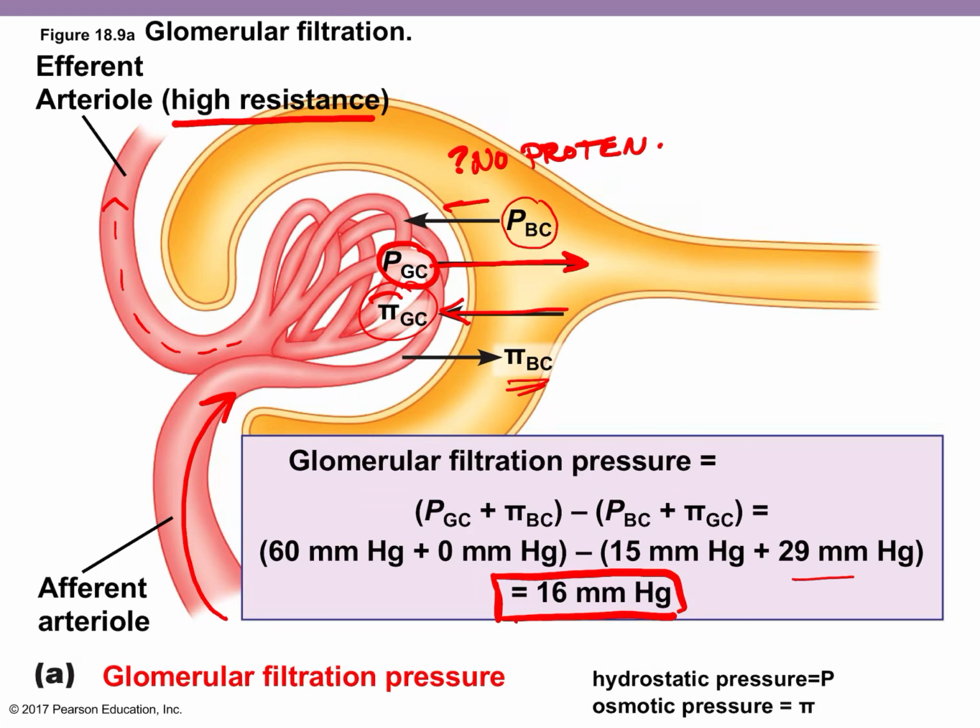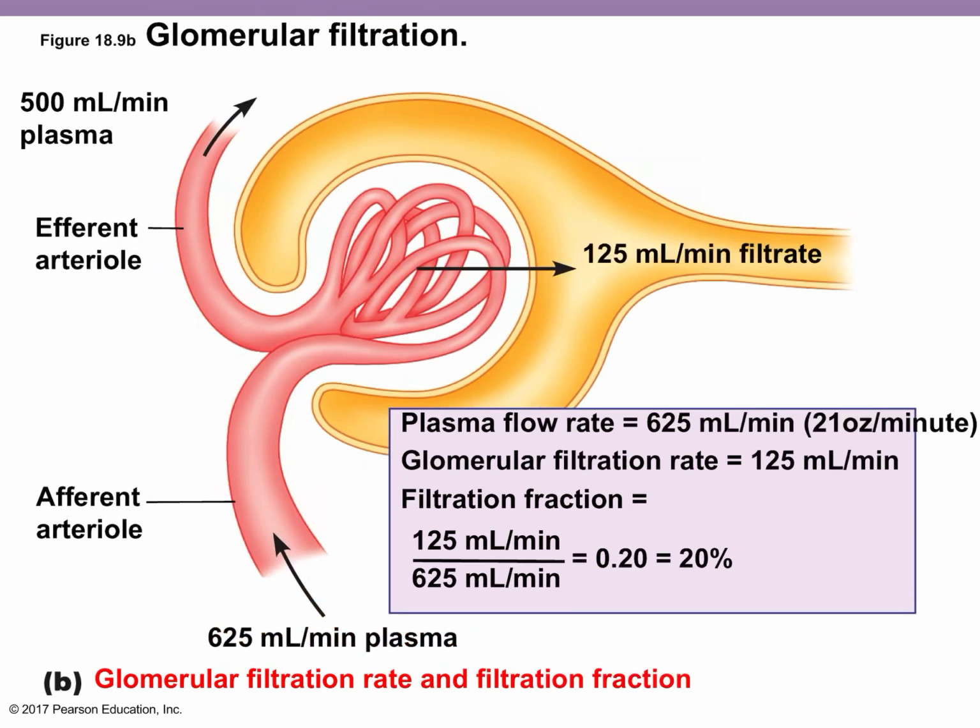However, when you do the math and you look at all the pressures at once, you do find that there is a net 16 millimeters of mercury pushing the fluid out, so it favors filtration. Okay, so this is our filtration pressure.